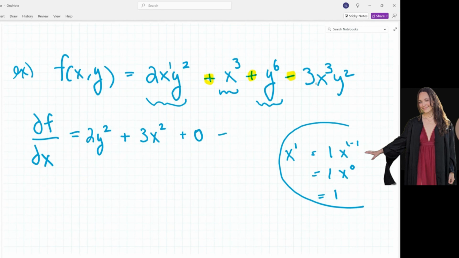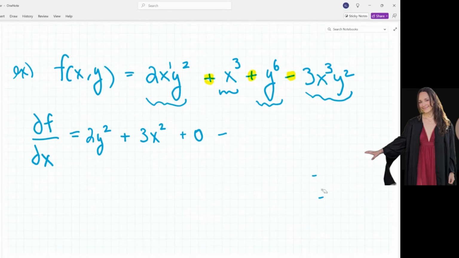And then lastly, let's look at our term over here. We've got 3x cubed times y squared. So again, y is being treated as a constant. So we can rewrite this as 3y squared, and we're going to leave that alone. And let's look at our x cubed. Well, following the power rule again, we're going to have 3x squared. So we've got our 3y squared multiplied by 3x squared. So that is the derivative for our last piece over there.